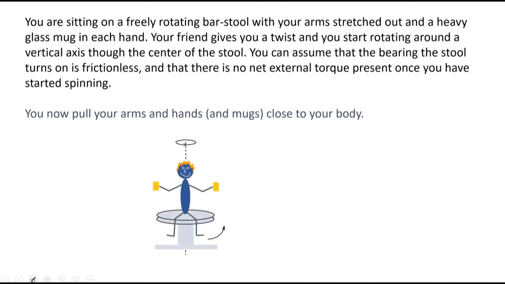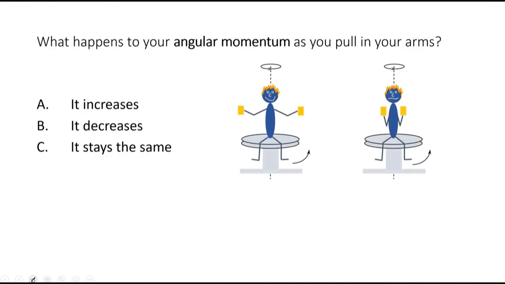All right, and so you're sitting out there, you've got your arms outstretched, and then you bring your arms in tight to your side. All right, so that's the problem setup, and you keep spinning. We want to know what happens to your angular momentum as you pull your arms in.